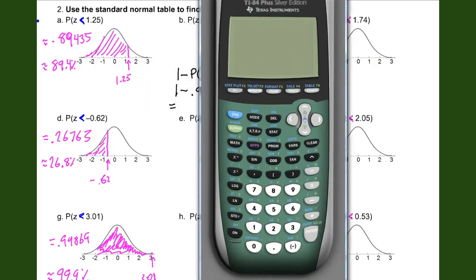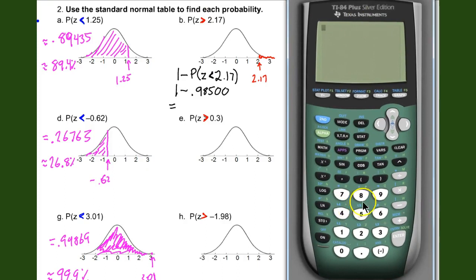Okay, so let's get a calculator out here. And we'll have 1 minus 0.985. That'll give us a very small number, as expected, because this is a very small area. So that means right here is about, if I made this a decimal, 1.5%, right, which seems about right.